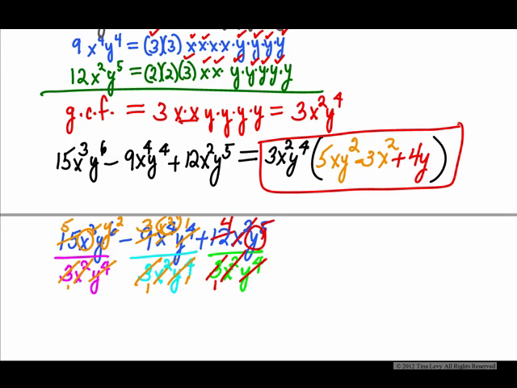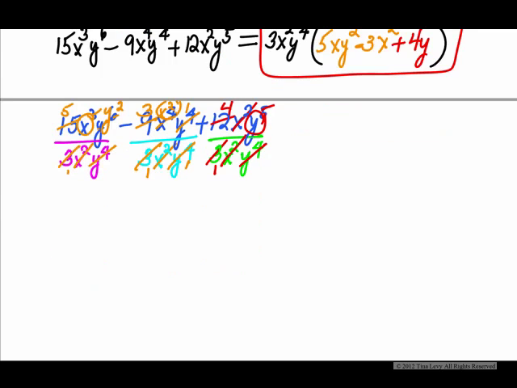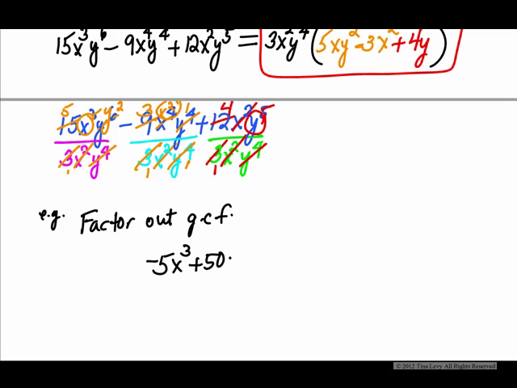We're going to do one that has a different technique around it. I will say factor out the greatest common factor from negative 5x cubed plus 50x squared minus 10x.